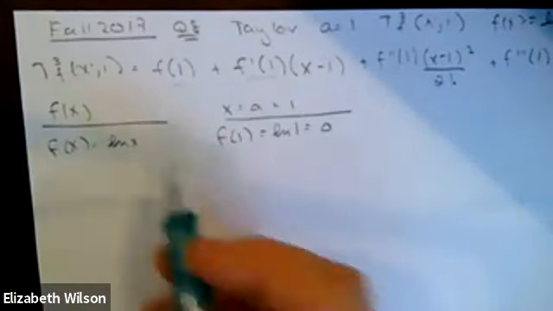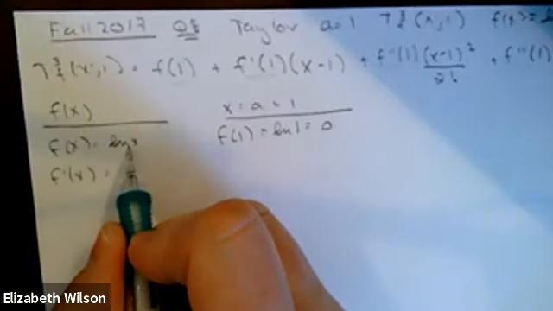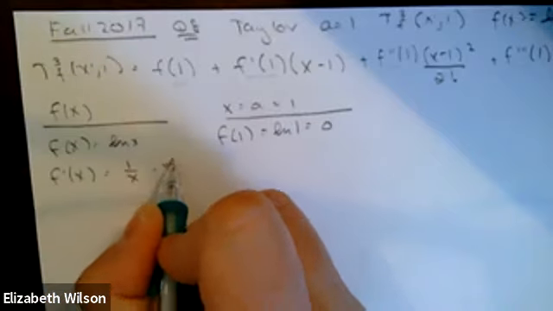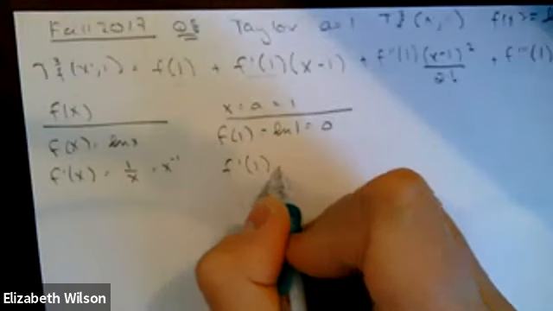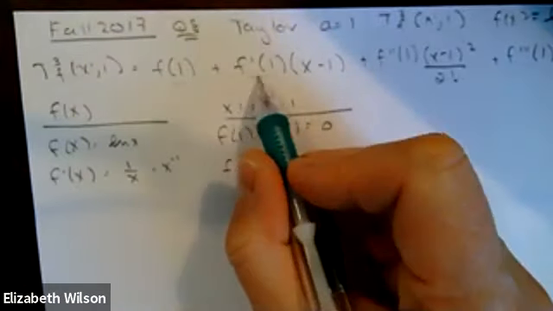Okay, so I need to take the first derivative. My derivative of natural log is 1 over x, which I'll also write as x to the minus 1, just so that we can see it. My first derivative evaluated at 1 is going to be 1 over 1, which is equal to 1. This number here goes into this coefficient form right there.